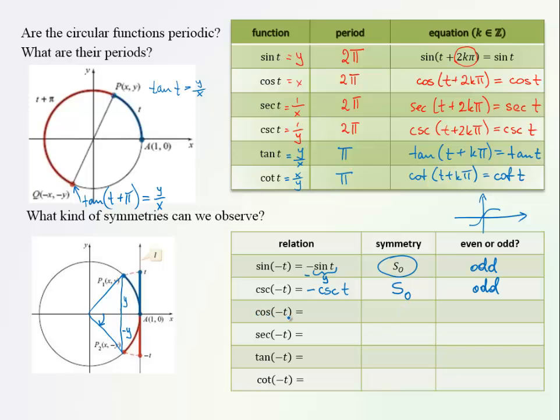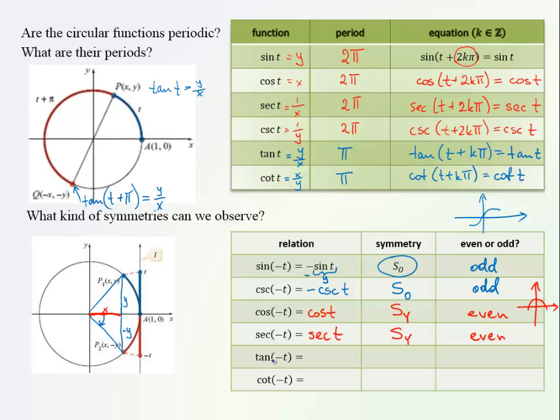Now let's look at cosine of negative t. Cosine of negative t gives us the same x because cosine is the x coordinate. So it doesn't matter if it's cosine of positive t or negative t. The x coordinate of these 2 points is still the same. Therefore, cosine of negative t is the same as cosine of t. And similarly, secant of negative t is the same as secant of t. So these 2 functions are even. Therefore, we have symmetry in the y-axis. They open like a book. So something like that, for example.